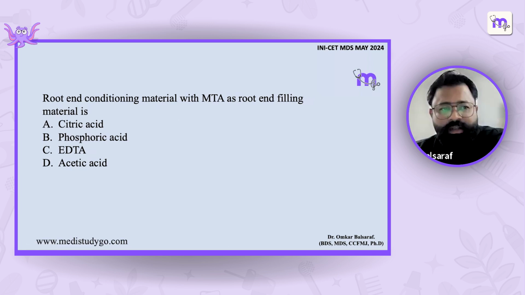Coming to the next question, you have root end conditioning material with MTA as root end filling material. The conditioning material used is what? Basically, the question is, what is the root canal conditioning material used with MTA as a root end filling material? So when you're using MTA as a root end filling material, what kind of conditioning agent will you prefer? So first is citric acid, second is phosphoric acid, third is EDTA, and fifth is acetic acid.